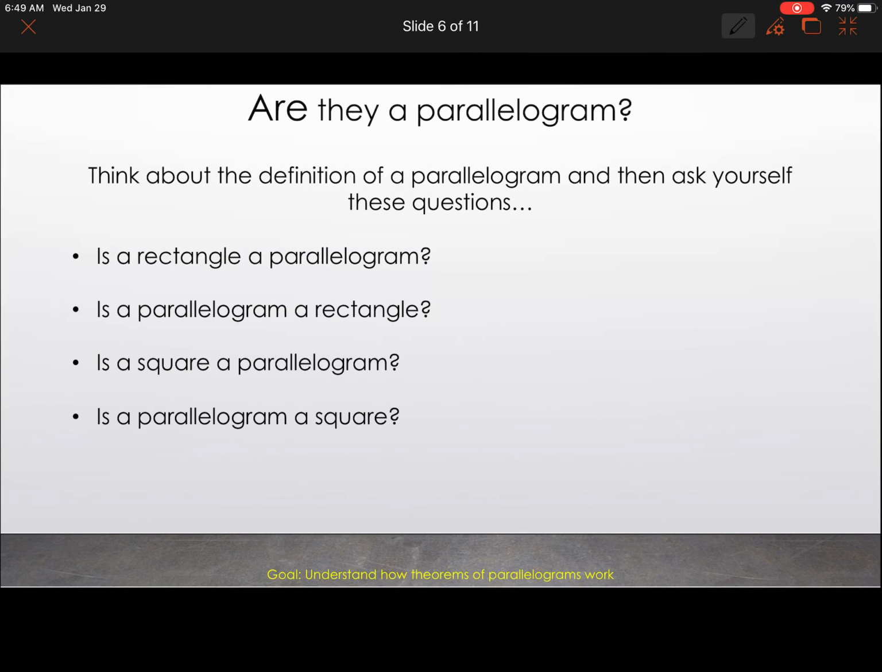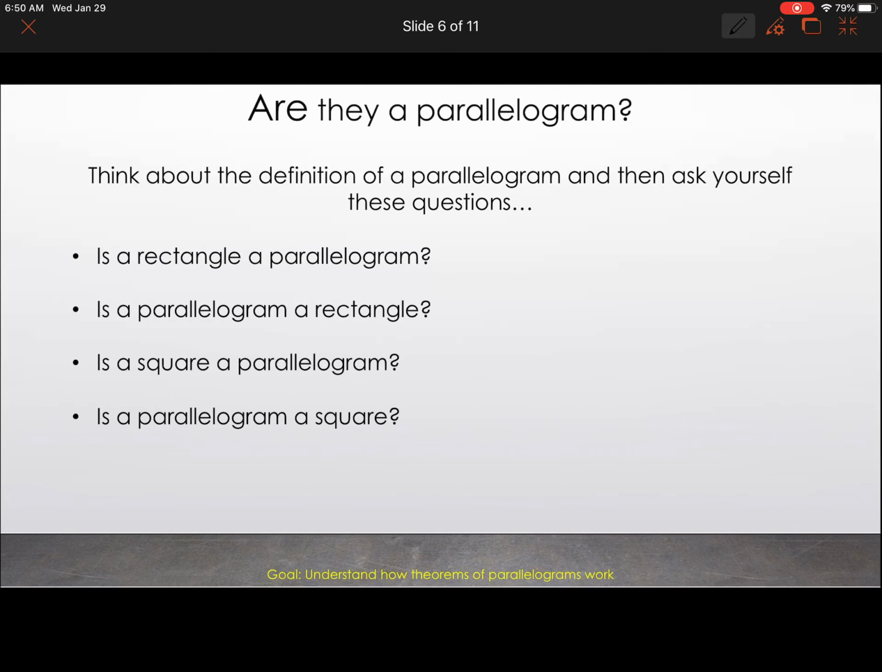Okay. Are they a parallelogram? That's the question here. Think about the definition of a parallelogram and then ask yourself these questions. Is a rectangle a parallelogram? Is a parallelogram a rectangle? Is a square a parallelogram? And is a parallelogram a square? I would like you to just pause the video and reflect and try to reason and logic out if you can figure these out.